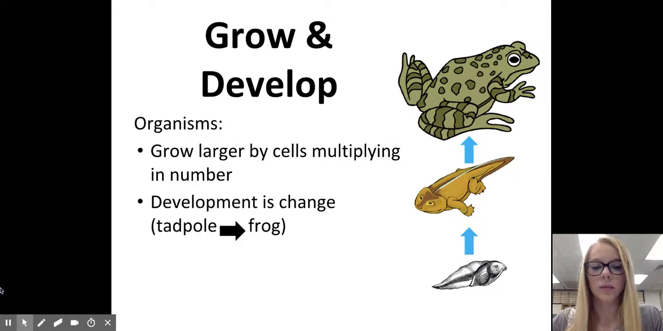Living organisms also grow and develop. Organisms grow larger by multiplying the number of cells in the body. They also develop over time. For example, frogs go through metamorphosis from tadpole to frog, and humans go through puberty.